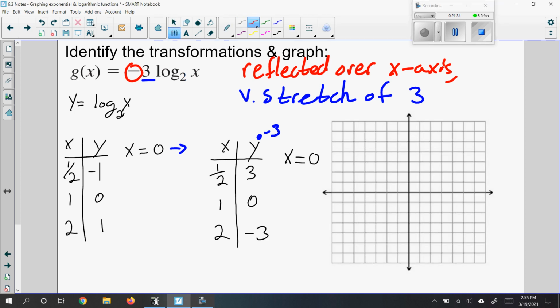So we'll start by graphing our vertical asymptote, which is right here on top of the y-axis. And then we'll plot our points. (1/2, 3) will be here. (1, 0) is here. And (2, -3) is here. So this gets infinitely close to the vertical asymptote, and then it just kind of comes down here. The graph can never cross the vertical asymptote. That's everything for 6.3. I will make another video with some extra examples.